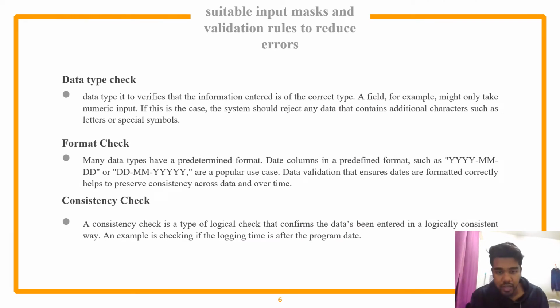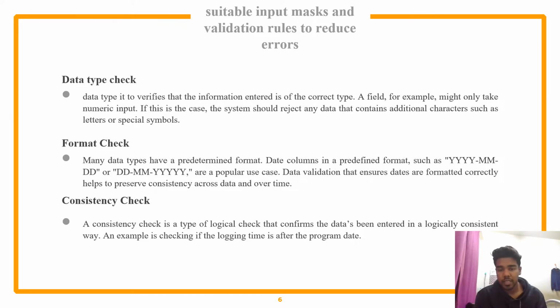Suitable input, mask, and validation rules to reduce error. Firstly is data type check. Data type is to verify that the information entered is of the correct type. A field, for example, might only take numeric inputs. If this is the case, the system should reject any data that contains additional characters, such as letter or special symbols. Second, format check. Many data types have a predetermined format.